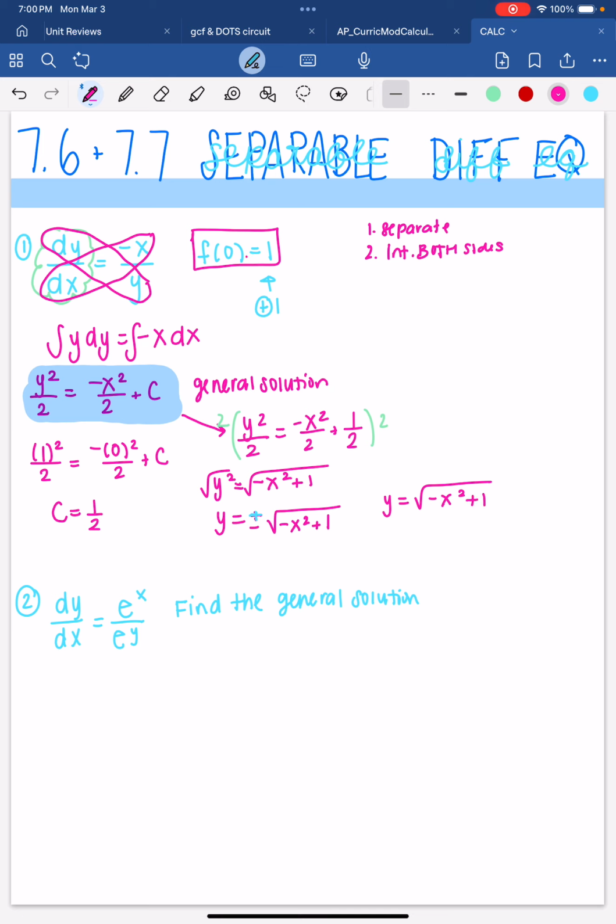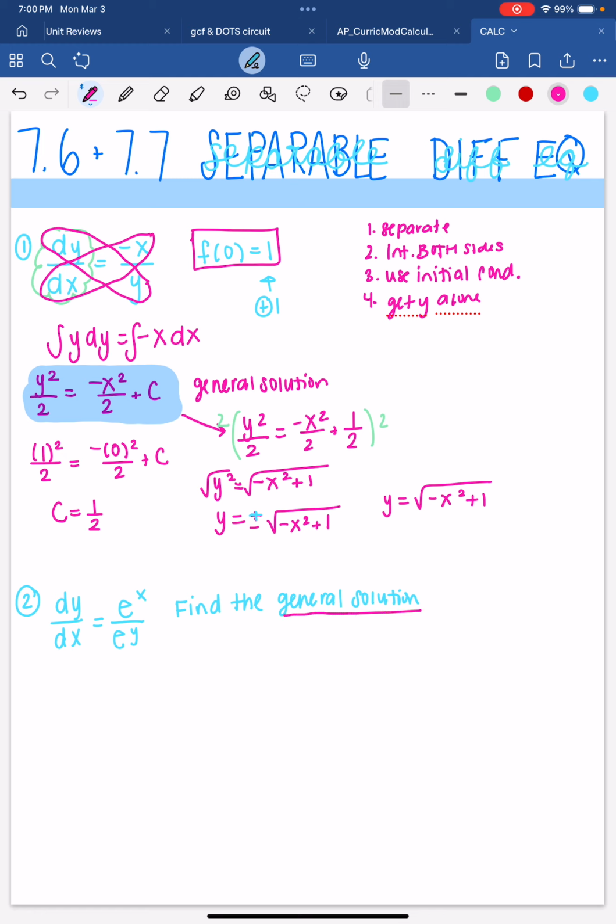If this said f of 0 equals negative 1, then we would choose the negative. But be sure to show that you have two options, plus or minus, and then make sure you choose the right one. Okay? So step 1, we separate. Step 2, integrate both sides. Step 3, use initial conditions. And then step 4, get y by itself. Get y alone.